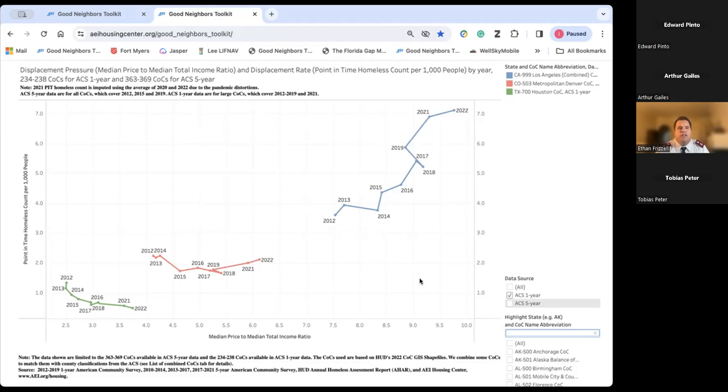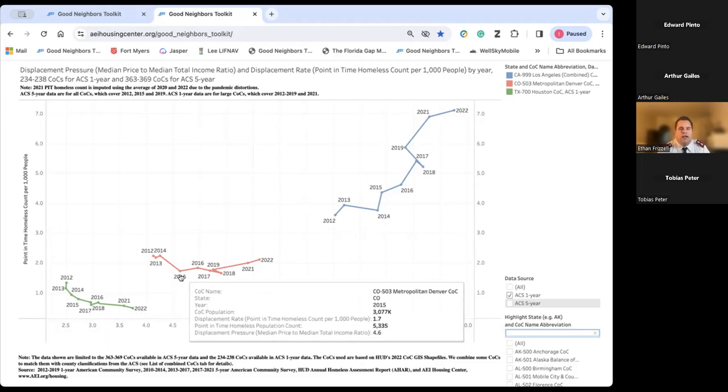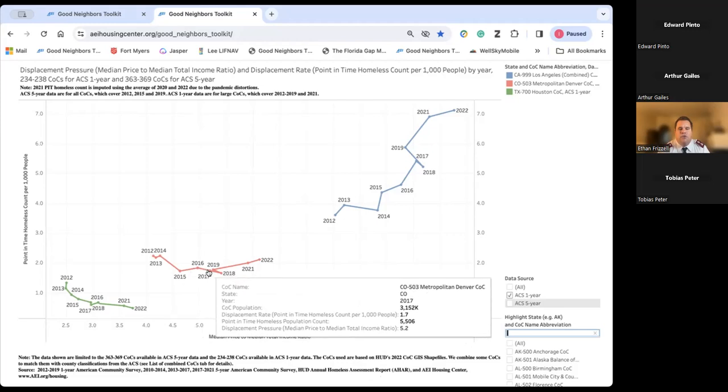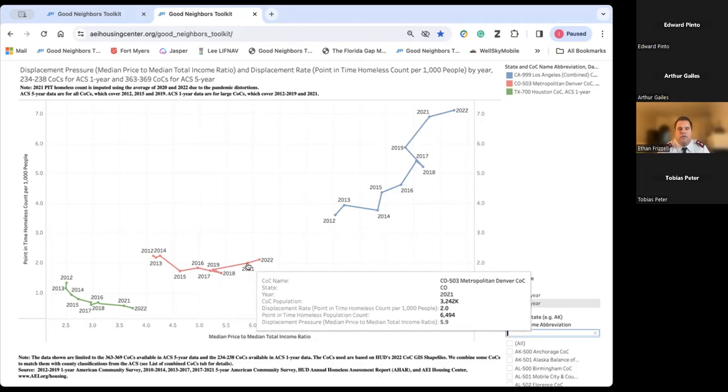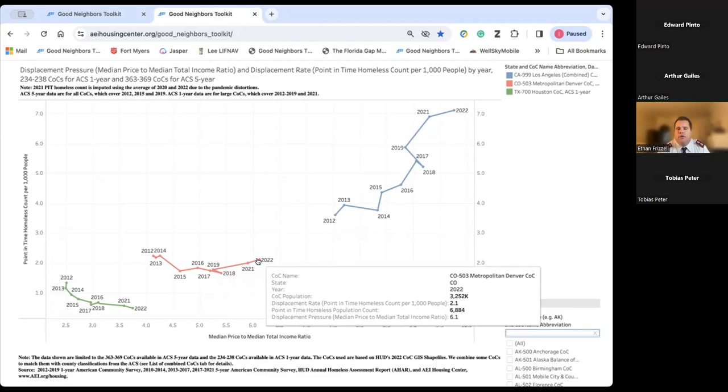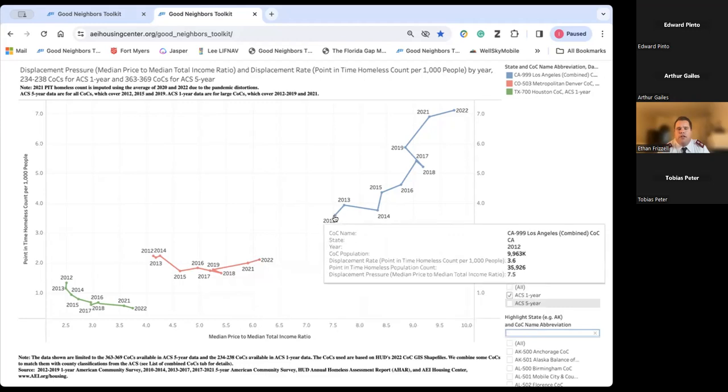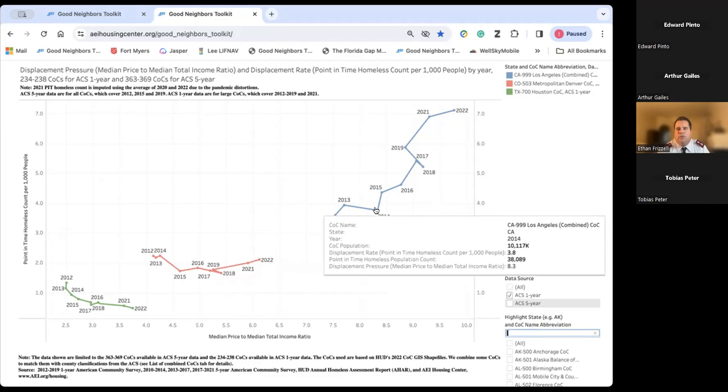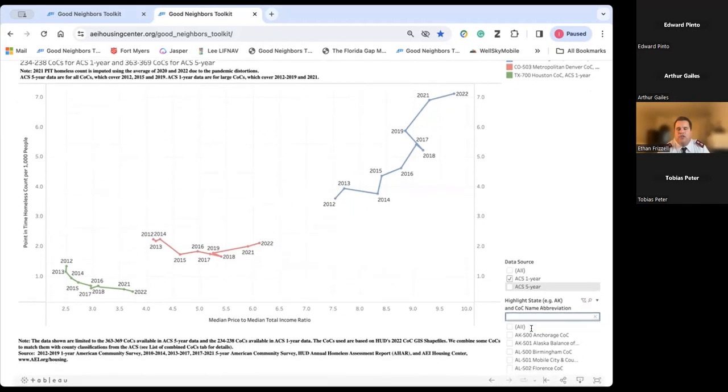And so this next one is another fan favorite. It's displacement pressure, which is median price and median total income and displacement rate with point in time count per 1,000 years. And it's just another way to track those dots that you've seen before, but some people like them connected in this way. And so again, you'll see Houston here. You can track their data. Again, you can move your cursor over the data across the chart. And then here would be LA. Again, down here, you can check in what that looks like.